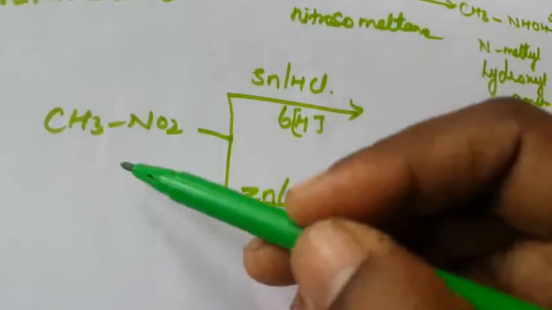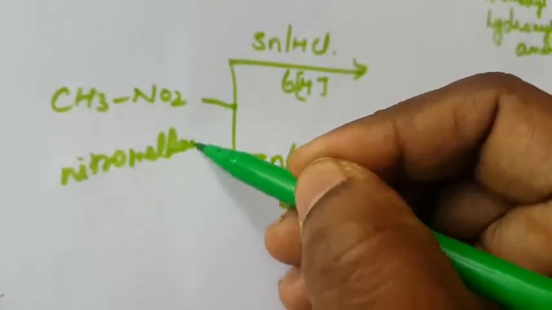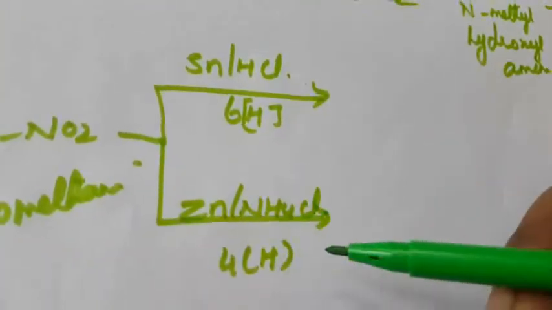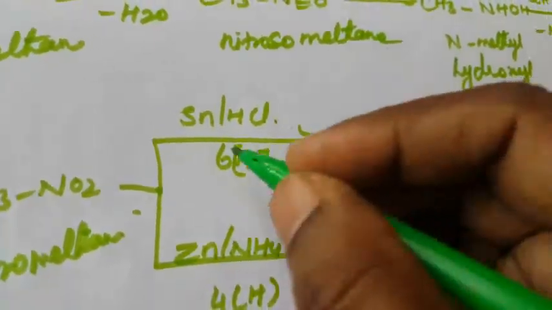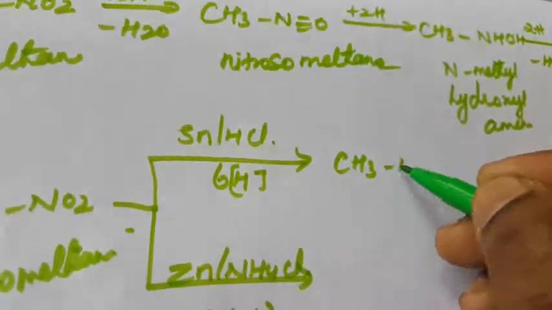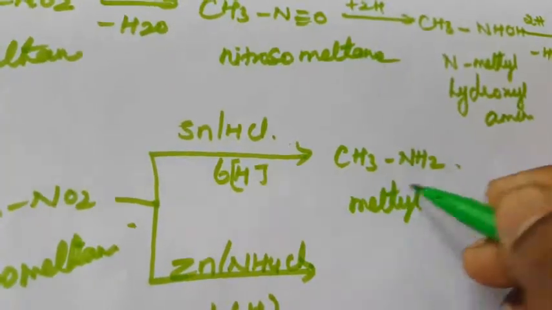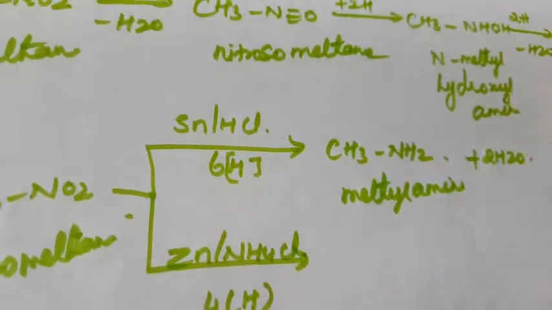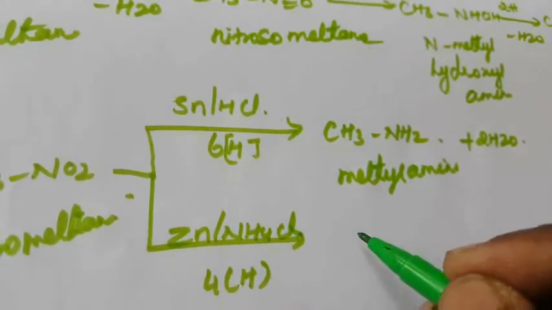Okay, next one is nitromethane. Again this nitromethane on reduction with tin, stannous chloride and hydrochloric acid, or zinc and ammonium chloride, forms methylamine. That is acid medium. This is stannous chloride and hydrochloric acid, that is called acid medium, giving methylamine. Okay, the compound name is methylamine plus 2H2O, that is acid medium. Then again in the base medium, that is hydroxylamine.